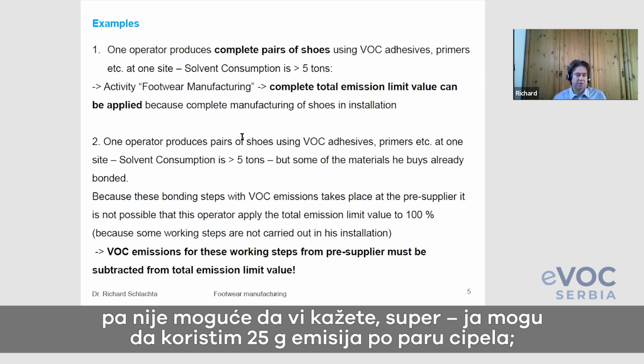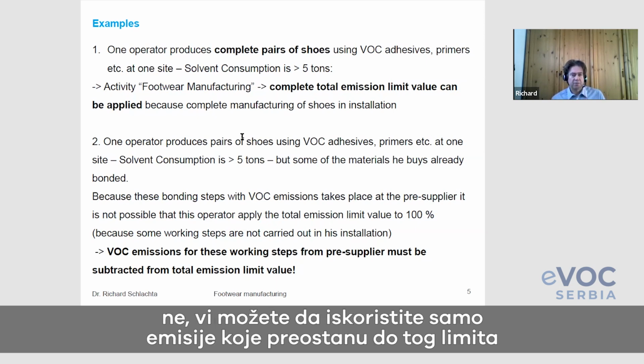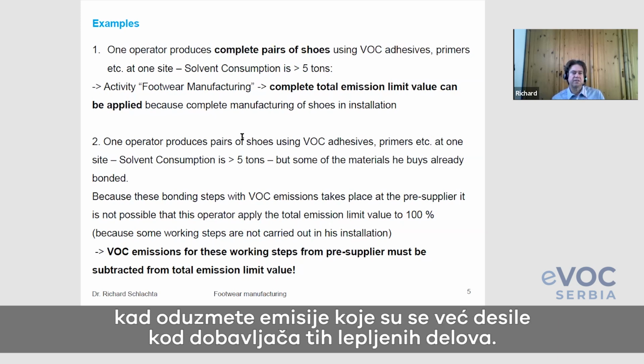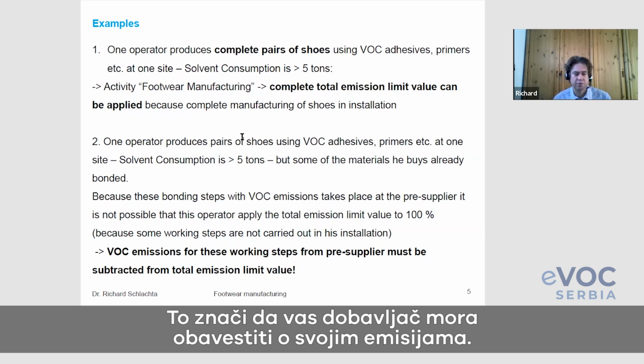So it's clear for those bonding steps that VOC emissions will take place at the pre-suppliers. So of course you cannot say, oh, I'm happy I can now use this 25 grams VOC emissions per pair of shoes. No, you can only use the total emission limit value, but you must subtract the emissions that took place at the pre-supplier. So the pre-supplier must inform you about his emissions.